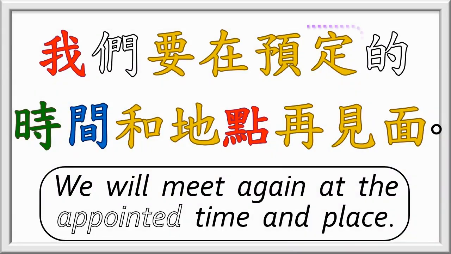预定 means to schedule or set a time or date. 我们要在预定的时间和地点再见面。We will meet again at the appointed time and place.